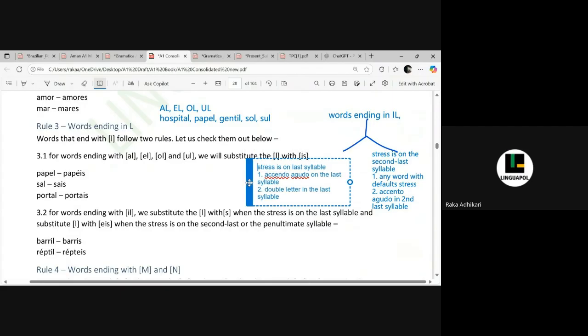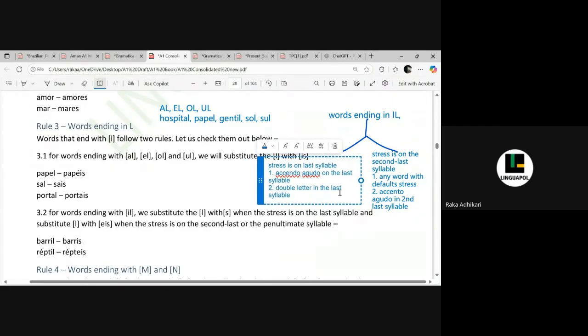So let us just rest on this theory for once and understand this better. The words that end in IL will again be divided into two kinds of categories. Okay? There are two categories in which we will divide the words ending in IL.